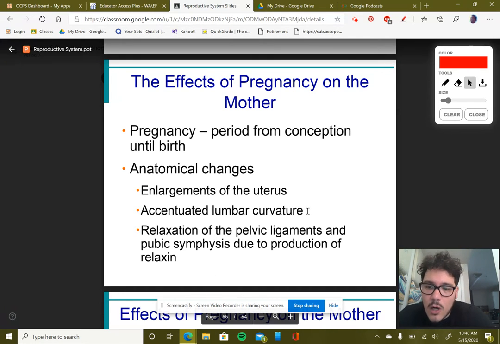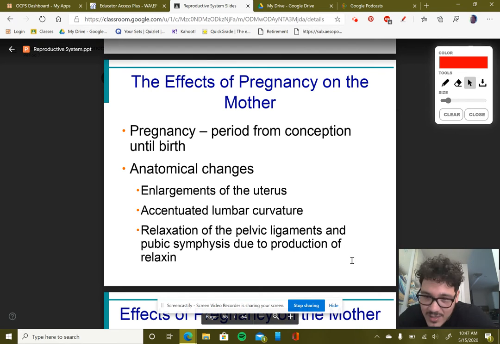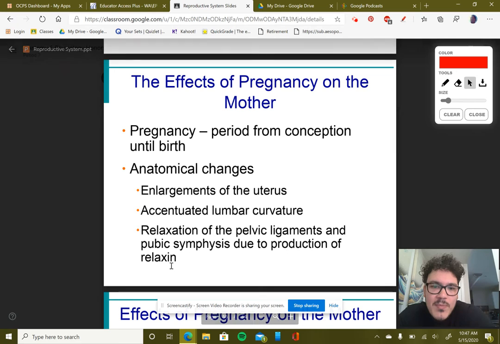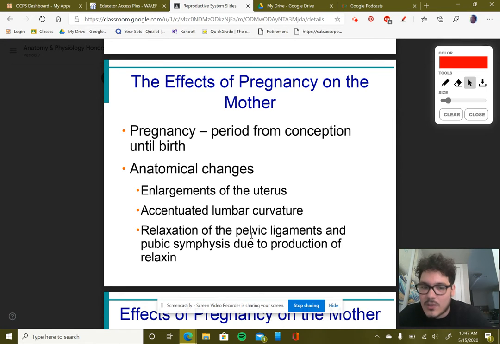An accentuated lumbar curvature. So our spine naturally has curves. If we remember back in the skeletal system, it curves from the cervical all the way to the lumbar, as expected. Because of this growth, the lumbar region accentuates, so it's actually curving even more than normal. Again, not normally a big deal, but that's just part of the process of pregnancy. Relaxation of the pelvic ligaments and pubic symphysis due to production of relaxin, a special hormone that's secreted. It just helps to relax these particular ligaments found near the pelvis so that you're not increasing the tension there unnecessarily.